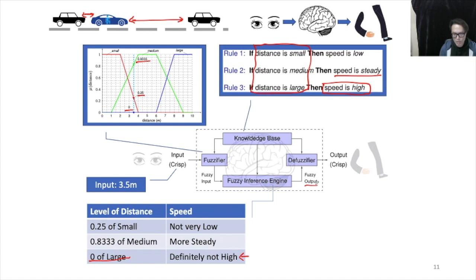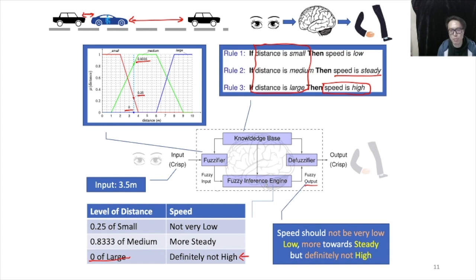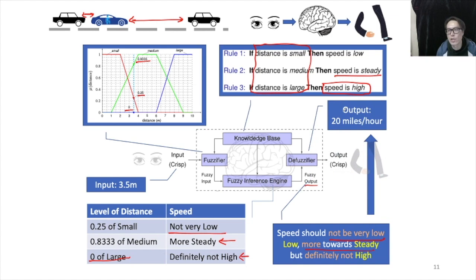This fuzzy output, in language, we can simply say: speed should not be very low, coming from the first rule, more towards steady, coming from the second rule, and definitely not high. This fuzzy output we pass into the defuzzifier, which translates it into a crisp value, a numerical value, so that the actuator, for example my hands and legs, can take action. For example, it generates an output of 20 miles per hour.